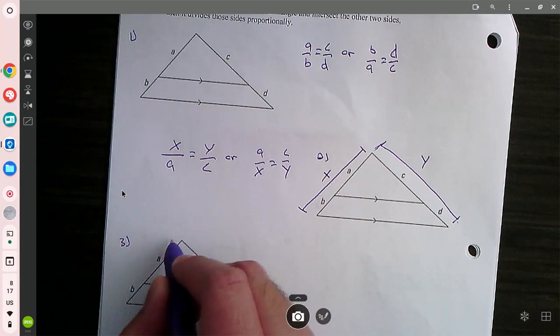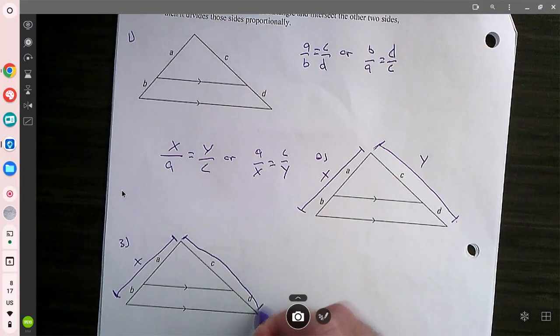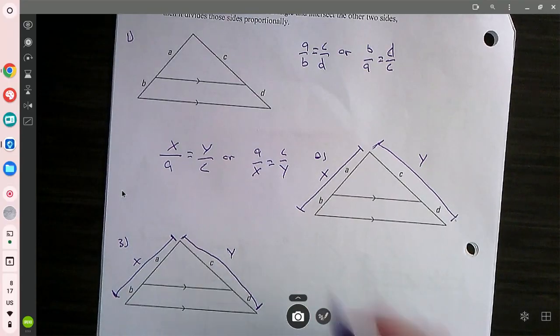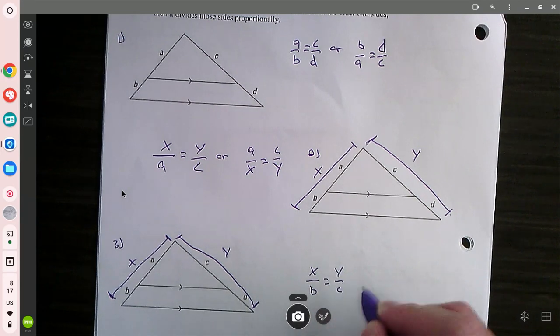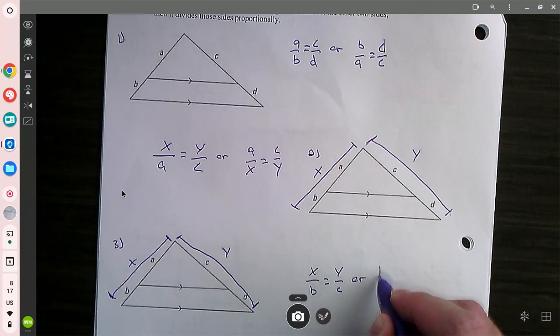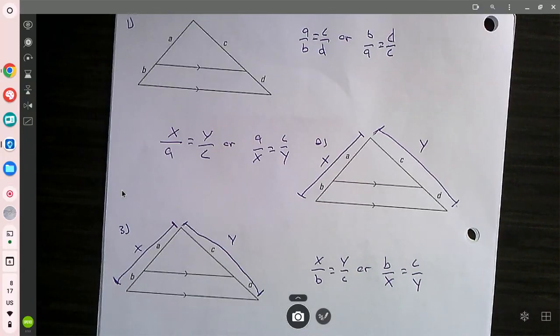Okay, and lastly, the exact same idea. Let's make this left side X. Let's make this right side Y. And the last thing that we can do is we can do X over B has to be equal to Y over C, or the reciprocal B over X must be equal to C over Y. Okay, remember X and Y are the addition of those two side lengths that we have. Now we should be able to use these to solve for missing sides.